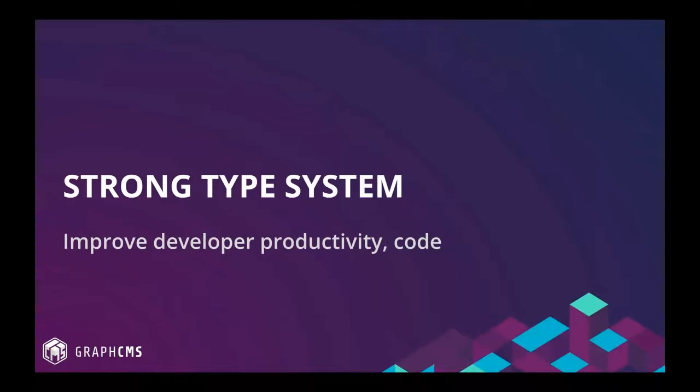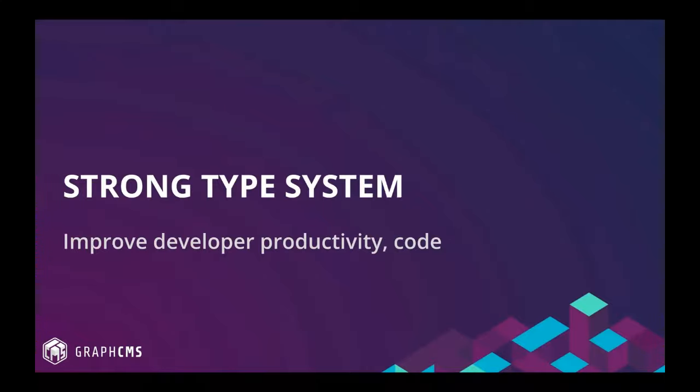GraphQL is a strong type system. It's heavily typed out of the box. What this gives us is stability and consistency as developers. We're working with the data returned from the API. We know what we're going to get back. We know that a certain field is a string. We know that a certain field should be an integer. And this allows developers to work faster.